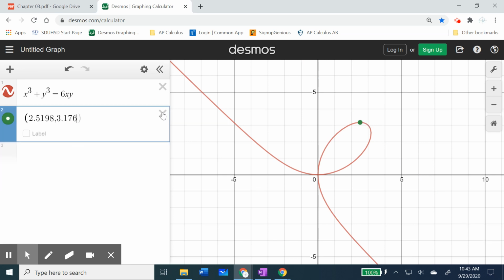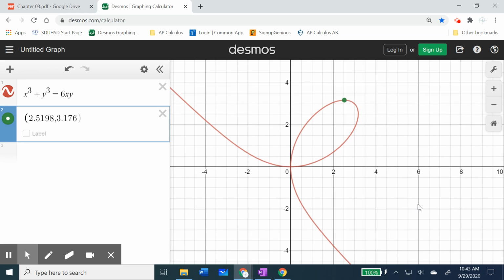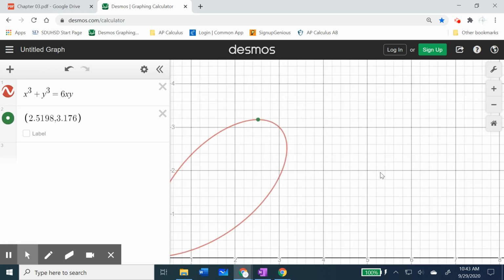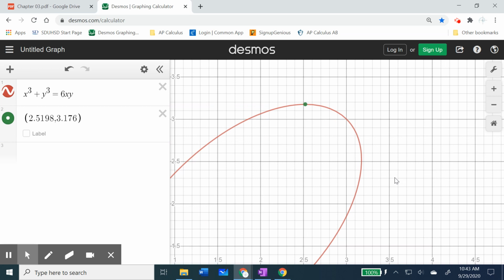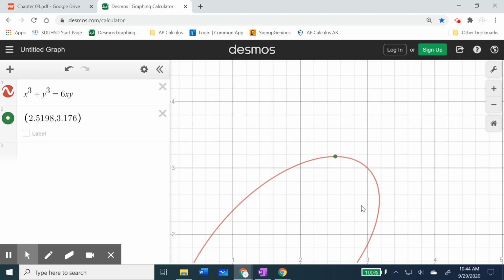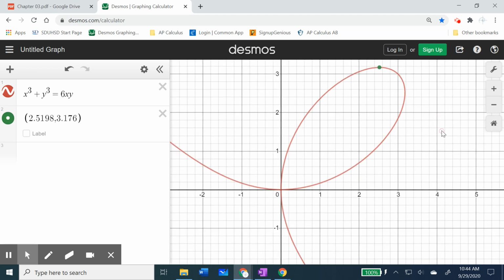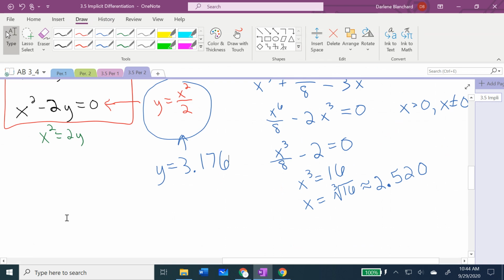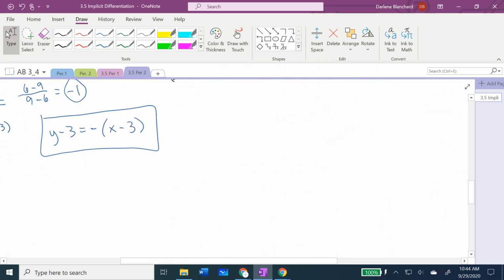I'm going to take this off because that's really in the way. Does that look like there's a pretty good chance that's a 0 slope? Yeah. All right, so that was fun. That means we are done with example 2.